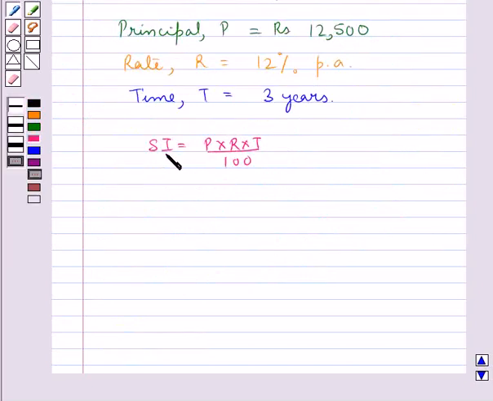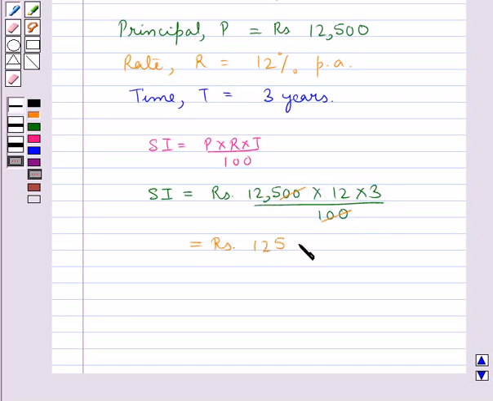Now we have the formula for simple interest, SI is equal to P multiplied by R multiplied by T upon 100. Now we will substitute the values for P, R and T in this case. So we have simple interest SI is equal to ₹12,500 multiplied by 12, multiplied by 3, total upon 100. Now these two zeros and these two zeros get cancelled and we are left with ₹125 multiplied by 12, multiplied by 3, and this is equal to ₹4,500. So we have simple interest is equal to ₹4,500.